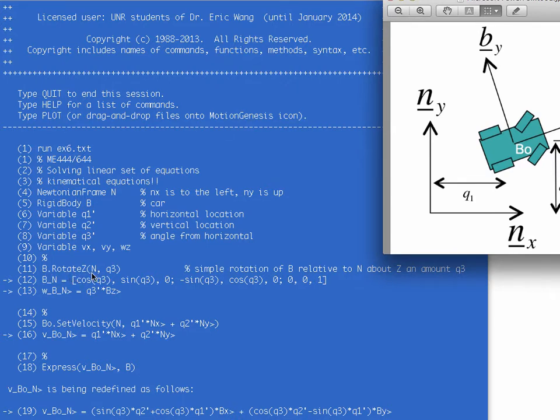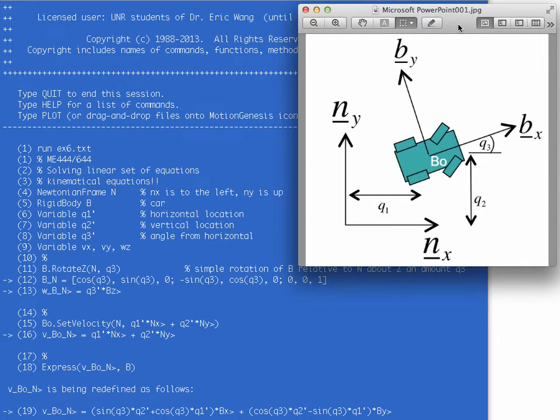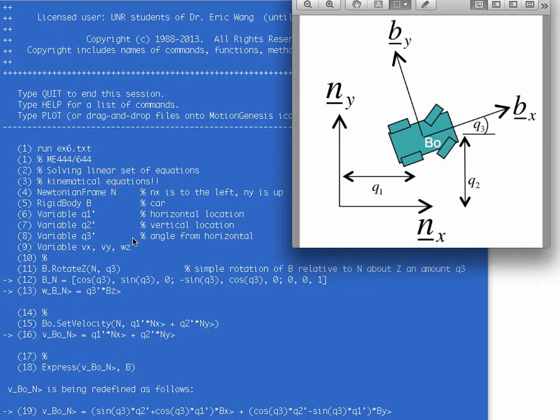B rotates about Z relative to N by amount q3, which is a clockwise rotation about the positive Z axis. And Motion Genesis spits out the coordinate transformation array, the rotation matrix from B to N, just as I expect. And because I've defined q3 prime, it also gives me omega B in N. If I had defined q3 double prime, it would have also given me alpha B in N. But since I didn't specify q3 double prime, it only goes to the omega level. So we got omega B in N, q3 dot Bz, which is no surprise. It's q3 dot about the vertical axis Bz, which is the same as Nz.